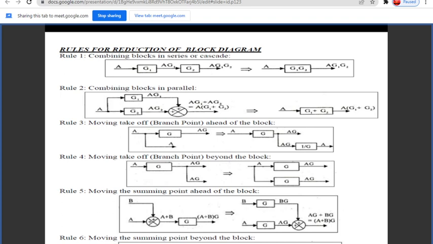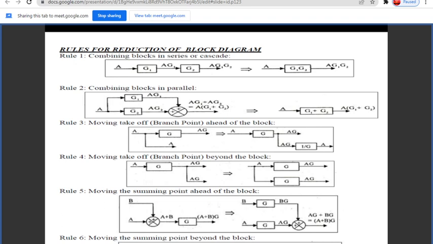Next, rule number four, that is moving a take-off branch point beyond the block. You can see in the diagram here, we have a branch point which we need to move to the front side of the system. If we move the branch point to the front of the system, we will miss the G. So to have the G, we have to multiply by G, or add the G in the system.